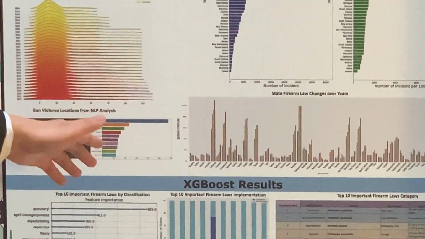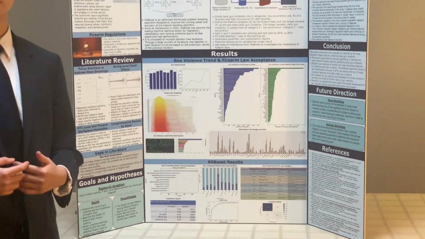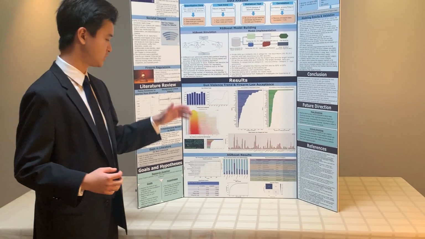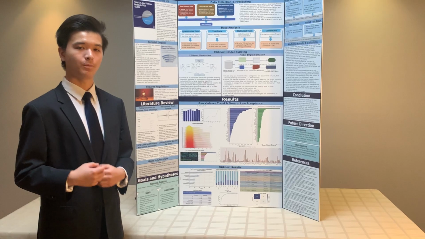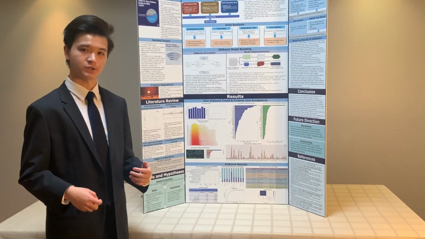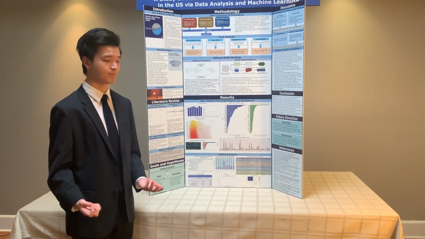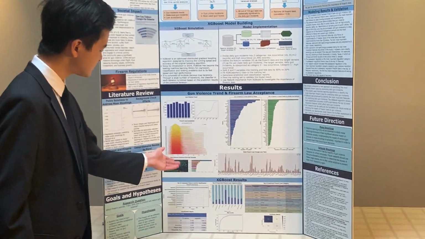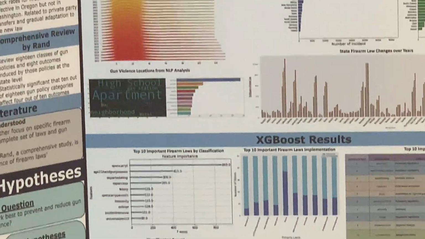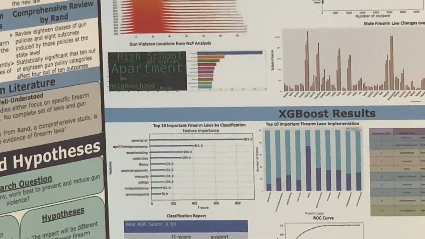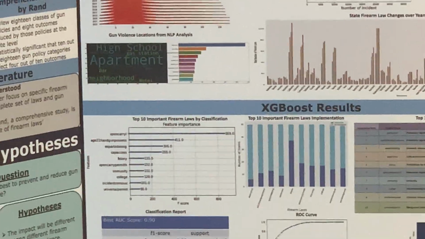Okay, now we can move on to the XGBoost results. So, the top 10 most important firearm laws I was able to generate into this bar chart. The most significant law was Open Carry L, which is the prohibition of the carry of long guns or guns such as rifles in the public. And this actually ties back into my NLP result because I found that parks, bars, neighborhoods, public places tend to be the most frequently occurring locations.